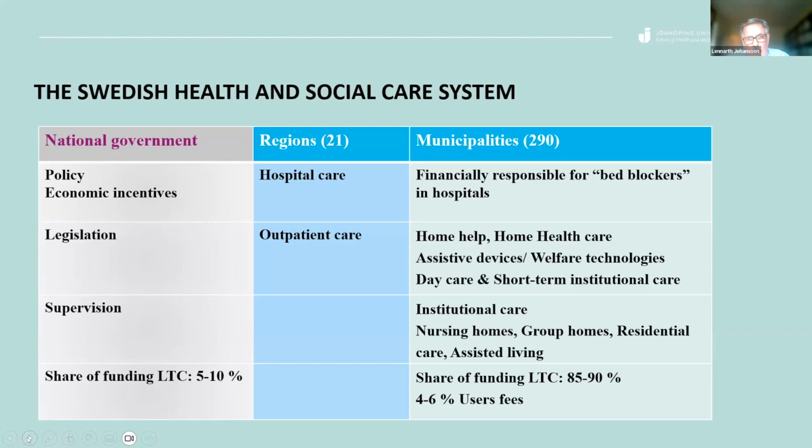And the municipalities are, since 1992, responsible for all types of institutional care, including nursing homes, group homes, residential care and assisted living. In the end, you see that the municipalities are the major financiers of long-term care services in Sweden. It's about 85 to 90%. Some 4 to 6% are financed by user fees. So you could summarize by saying that long-term care in Sweden is financed, driven and provided by the 290 municipalities. At the same time, this means that we actually have 290 different types of long-term care systems in Sweden.